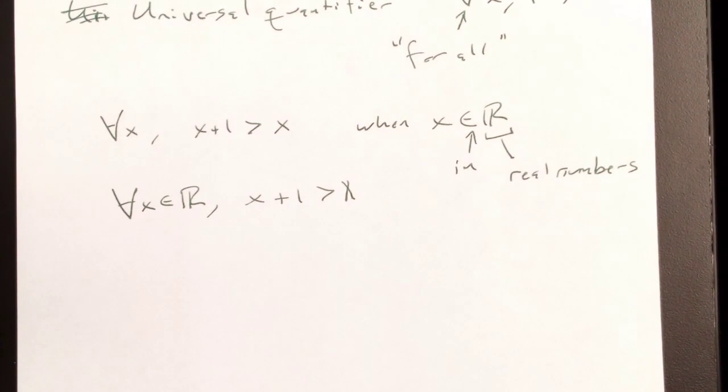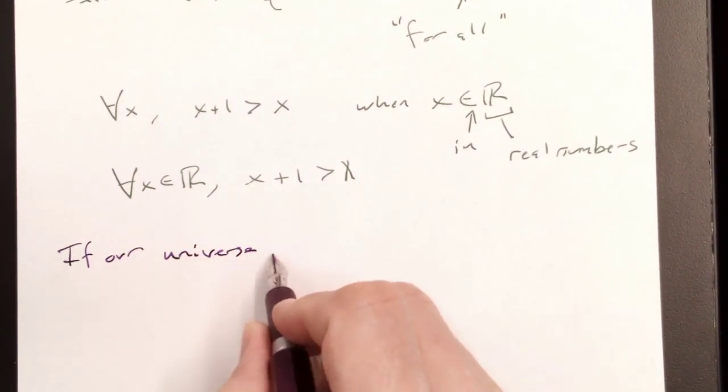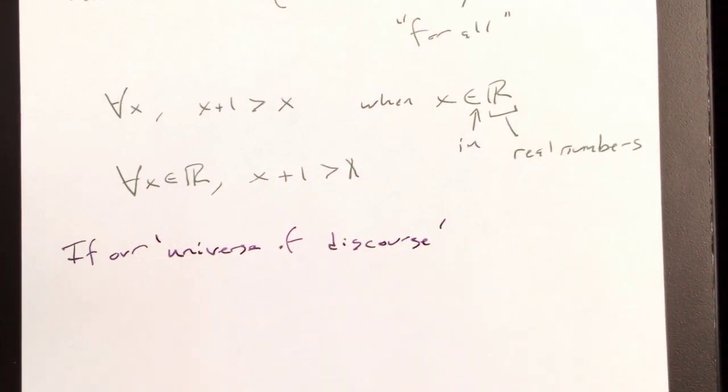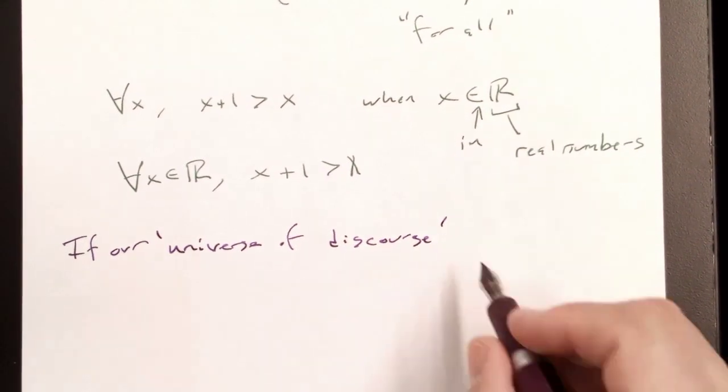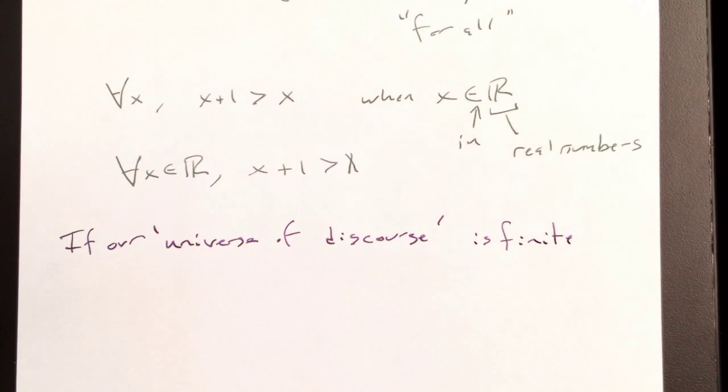It turns out this particular sentence works in the real numbers, but the real numbers is an infinite collection. Maybe this is the wrong sentence for a finite collection, but if I have a finite collection, our universe of discourse, the set of things we're talking about, if our universe of discourse is finite, then you could actually go through them one at a time and check.